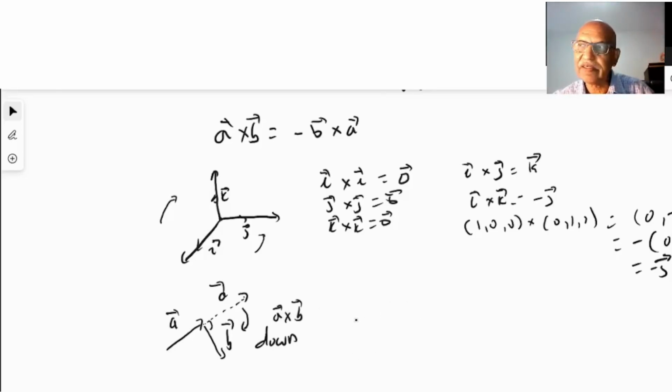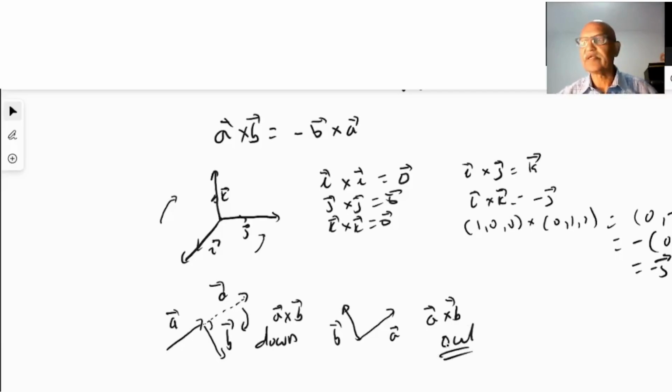If I have B and I have A, then what happens to A cross B? A cross B is counterclockwise, so we go out. Okay, so these are the main things for cross product. For the cross product, the result is a vector. Sometimes it's also called vector product.